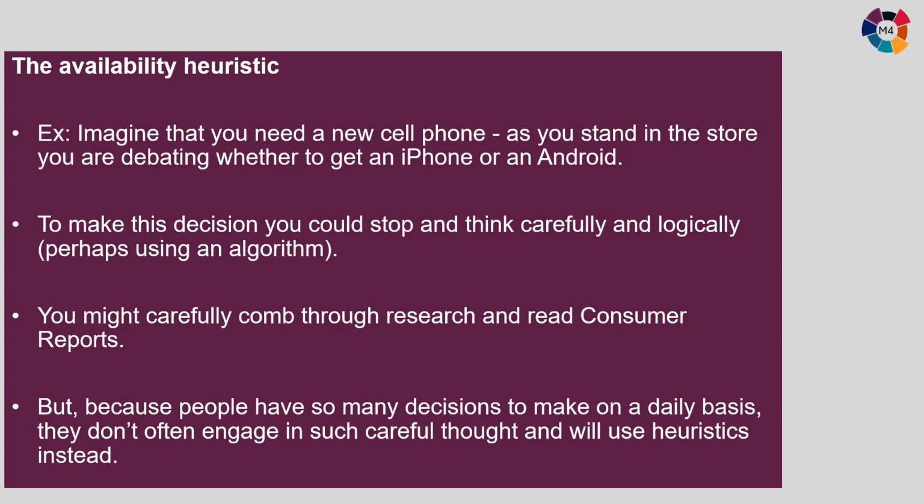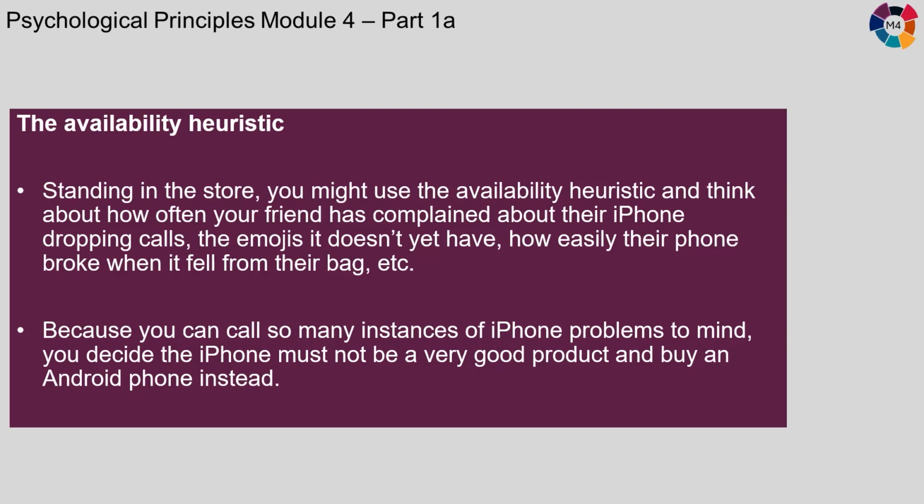So, standing in the store, you might use the availability heuristic and think about how often your friend has complained about their iPhone dropping calls, the emojis it doesn't have yet, how easily their phone broke when it fell from their bag, all sorts of examples. Because you can call so many instances of iPhone problems to mind, you decide the iPhone must not be a very good product, and you buy an Android phone instead.